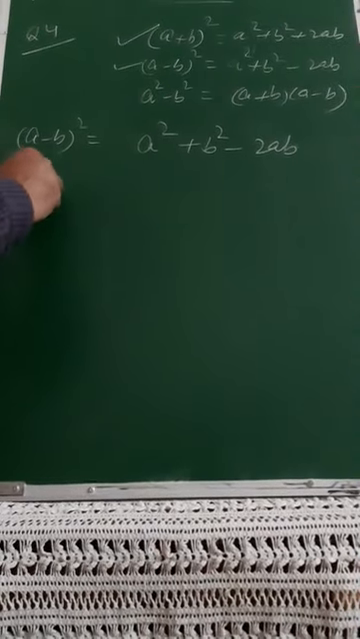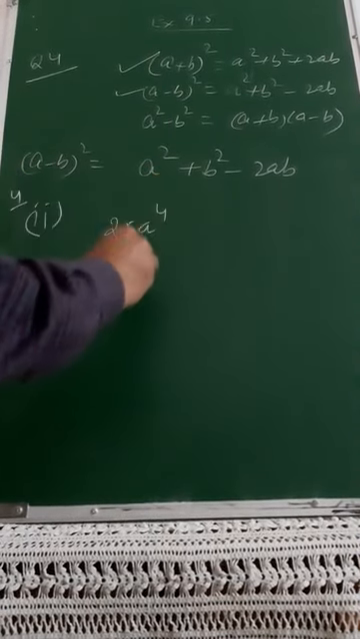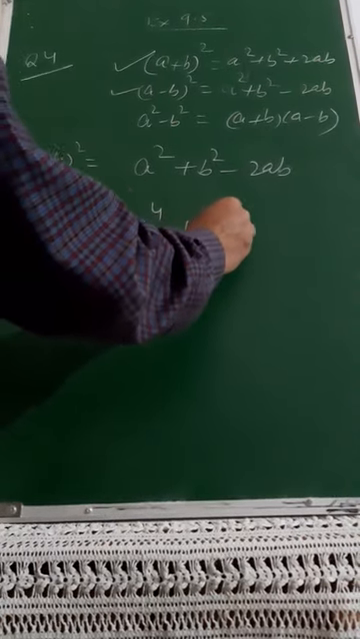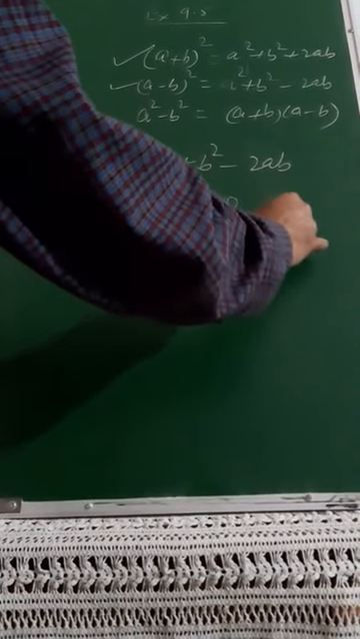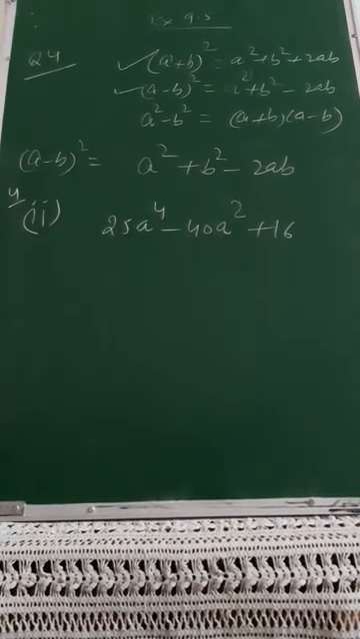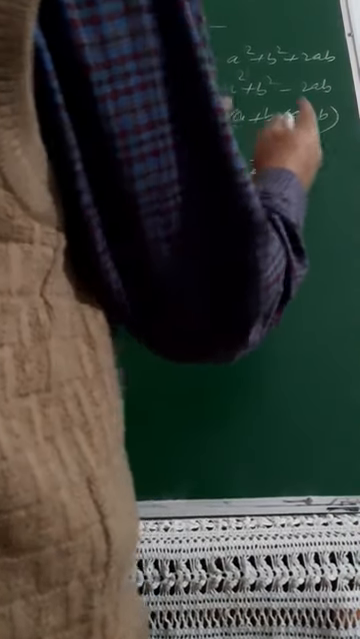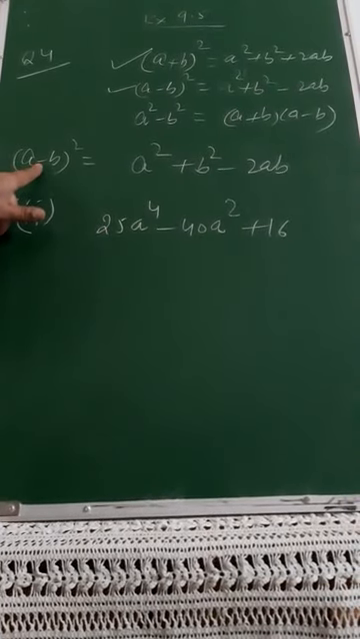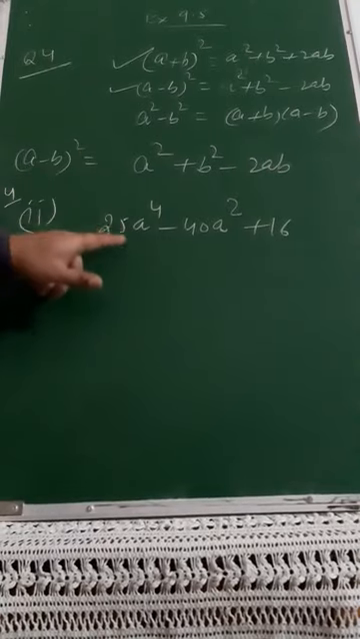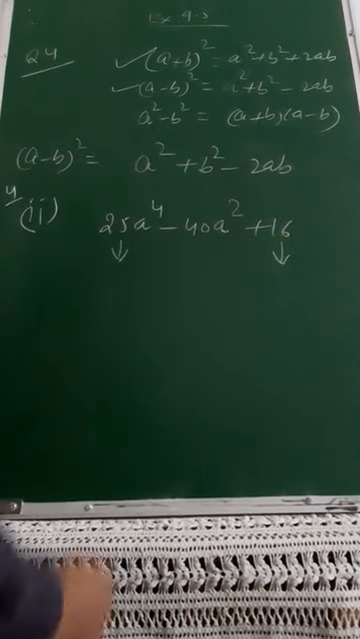Suppose I am taking now the second part of question 4. It is 25a raised to the power 4 minus 40a raised to the power 2 plus 16. Before doing anything, you see how many terms there are: 1, 2 and 3. Out of 3, 2 carry a positive sign and 1 carries a negative sign, which means it is in the form of (a minus b) whole square. Now I need to identify what a is. One perfect square I can see here, and another, 16, you know is a perfect square.